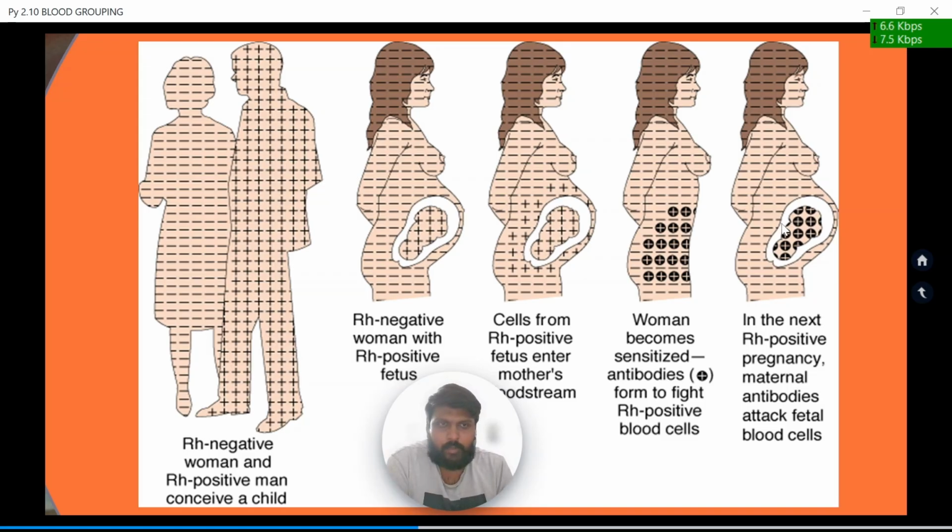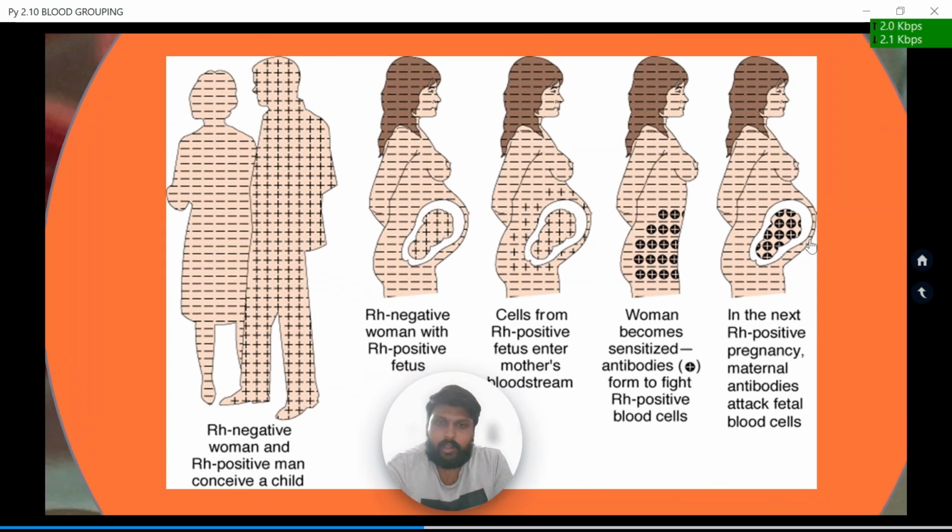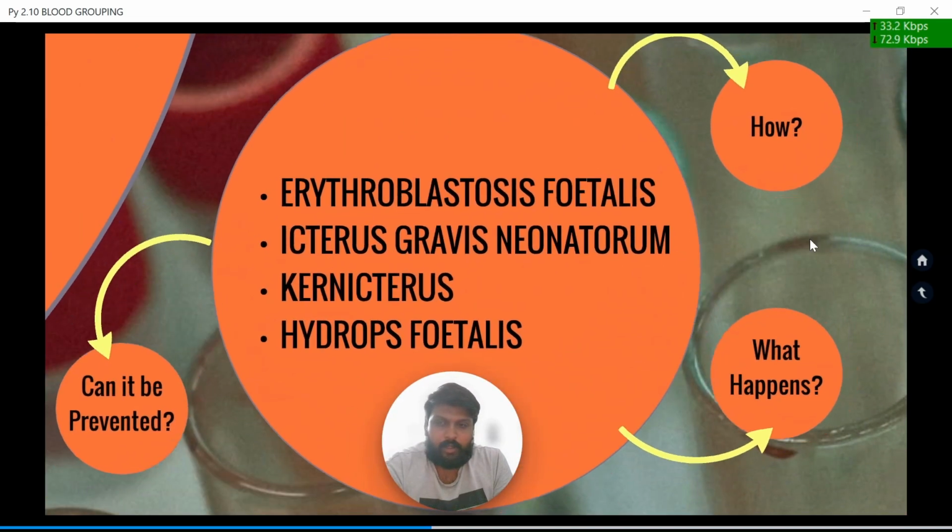Now, in the second pregnancy, if the mother is again pregnant with an Rh positive baby, the mother has antibodies against this positive blood, and they cross the placental barrier. Why does it cross? Because the antibody is of IgG type. IgG is the smallest group of antibodies that we have, and IgM is the larger group. So IgG can easily cross your placenta and destroy the baby. That is why Rh incompatibility happens.